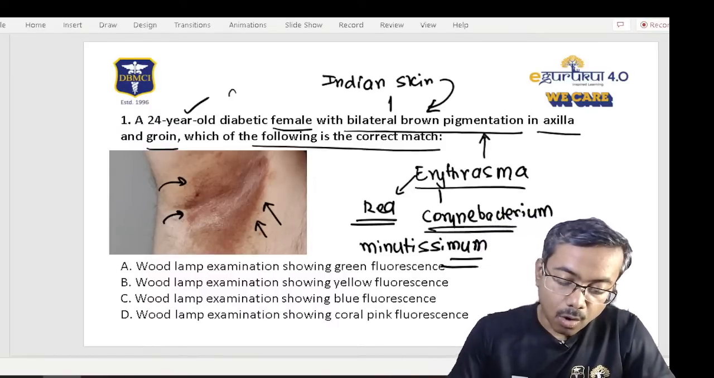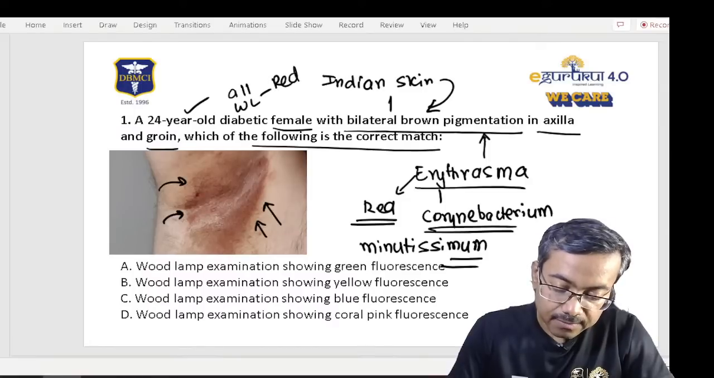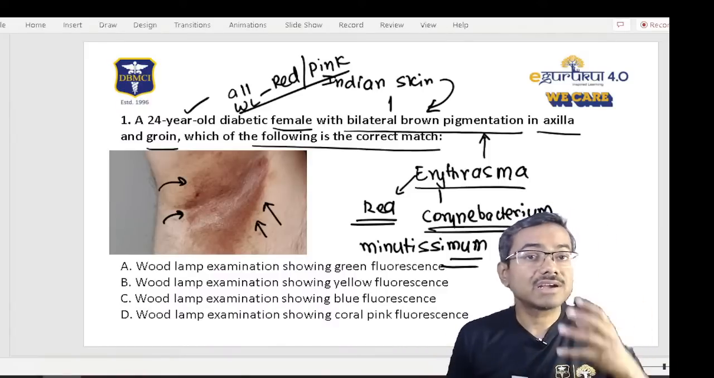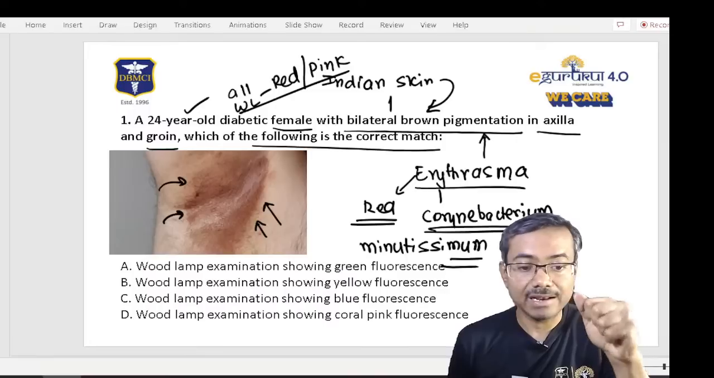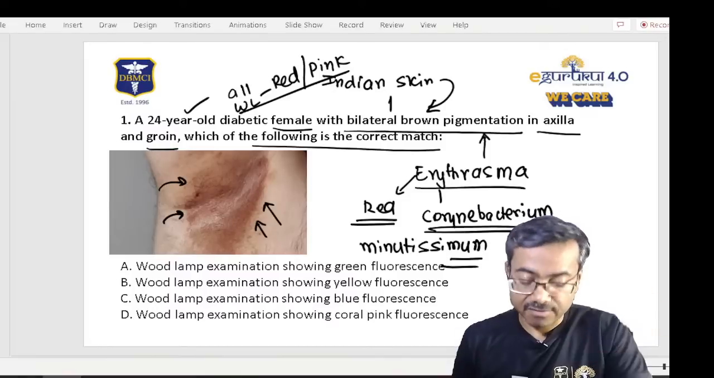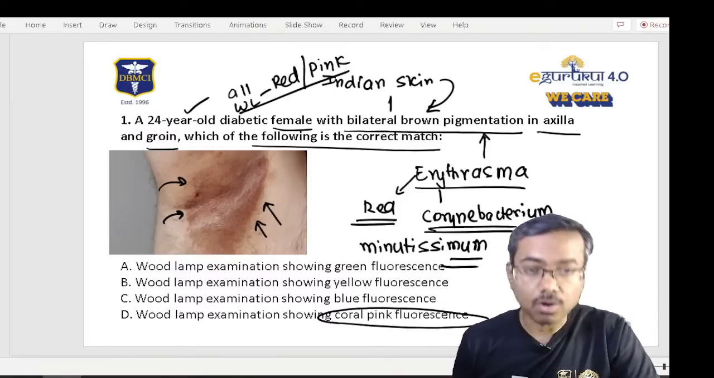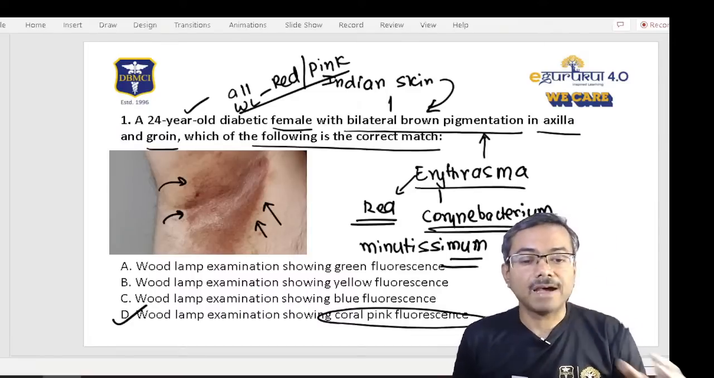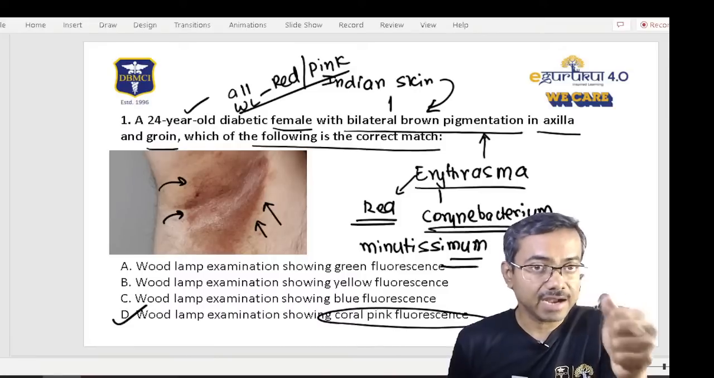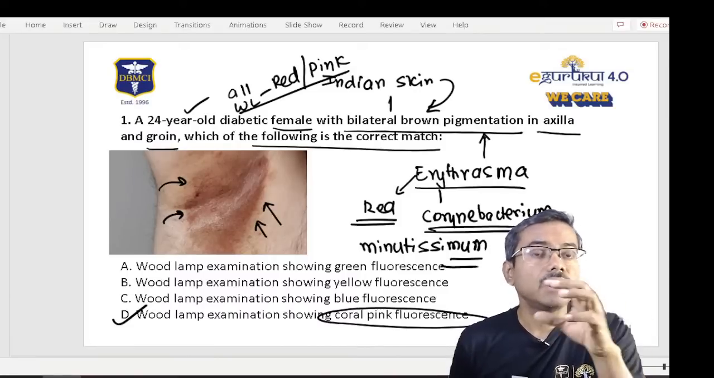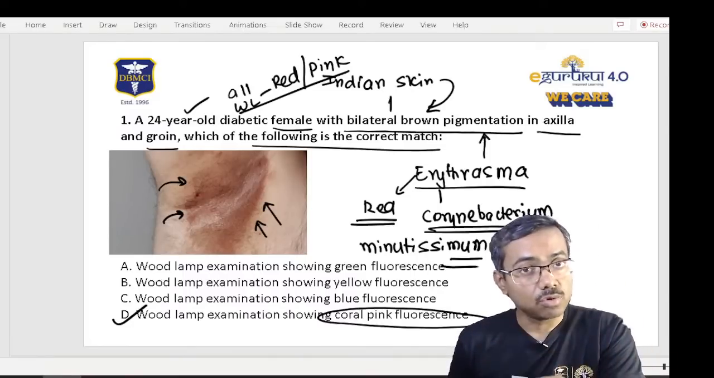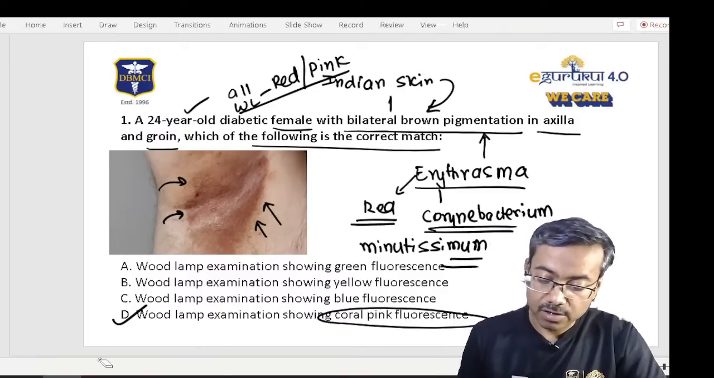But all Wood's lamp findings are going to be red and pink. Wood's lamp doesn't change, even though the clinical image would be brown versus red. The fluorescence is always red in everyone, and you will say coral pink or coral red. So the answer is going to be D. Coral pink or coral red. So always remember, erythro means red, and the coral red or coral pink fluorescence is what you would look at in this.